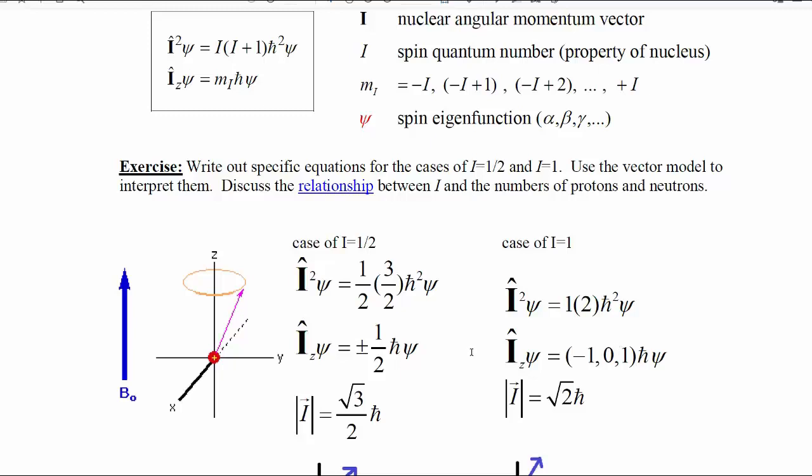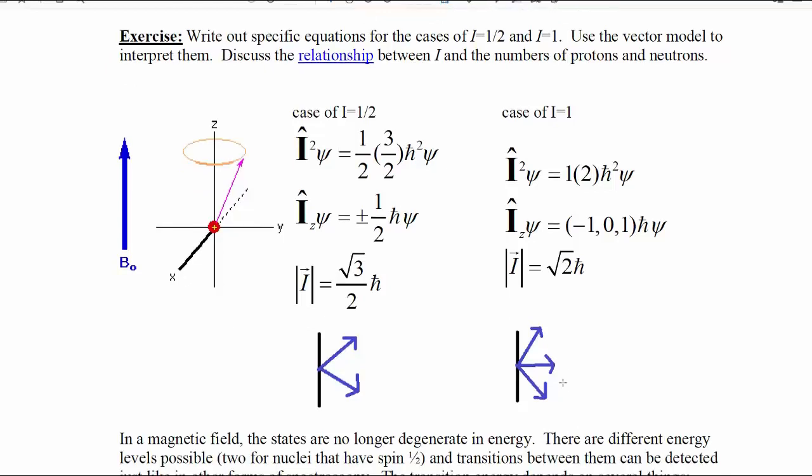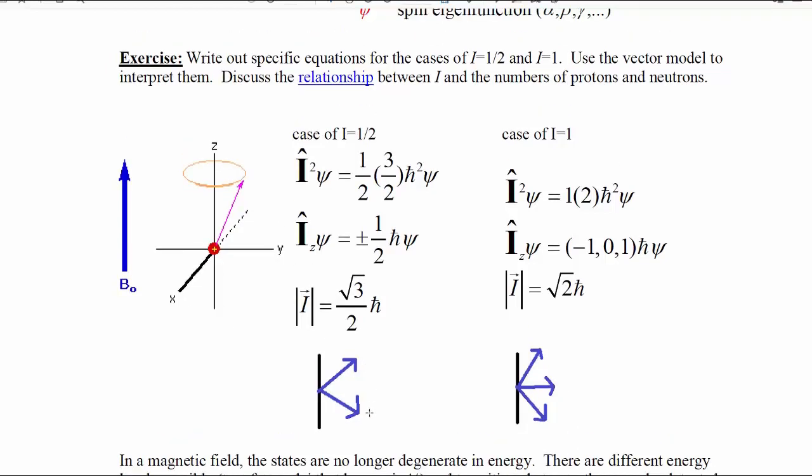For both of these cases, then, we can diagram those results and think of this picture with the spinning vector around the z-axis. For the case of spin 1/2, there's 2, 1 up, 1 down. And for this case of spin 1, there's 3, 1 up, 1 down, and 1 right in the middle. For each of these spin states, you wouldn't be able to distinguish them outside of the magnetic field.